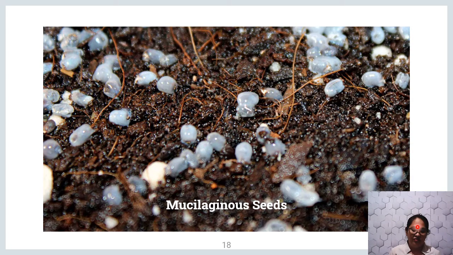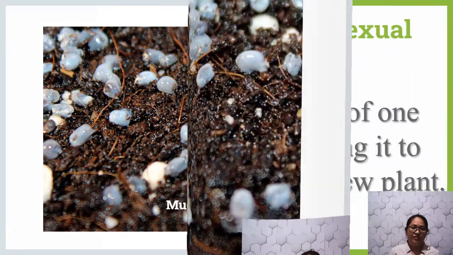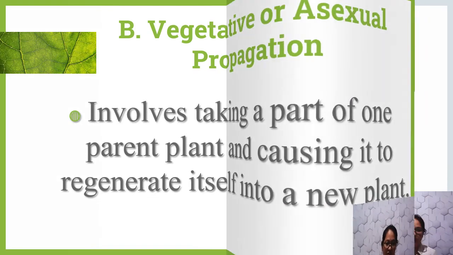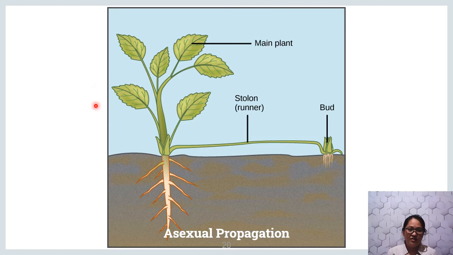Now, let's move on to the asexual propagation. Vegetative or asexual propagation involves taking a part of one parent plant and causing it to regenerate itself into a new plant. This is the illustration of asexual propagation. From the main plant itself, develop a new plant from the buds.